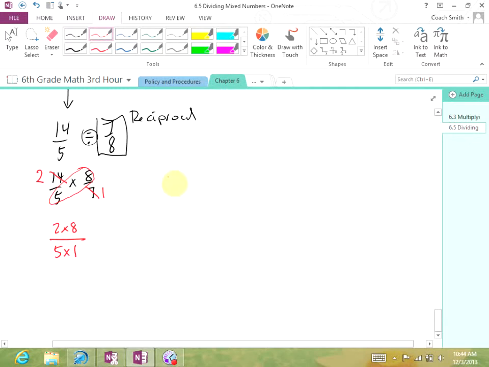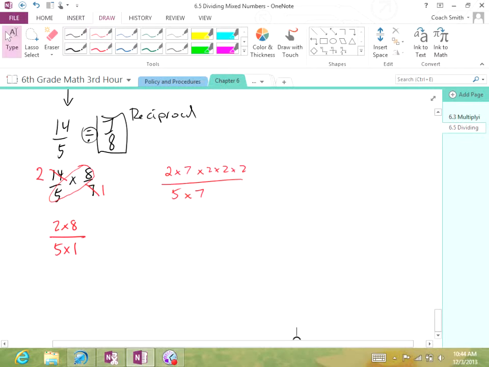If you do the prime factorization method, stay seated. This is what you would have. Stay seated and quit talking. You would have this right here if you did the prime factorization method.